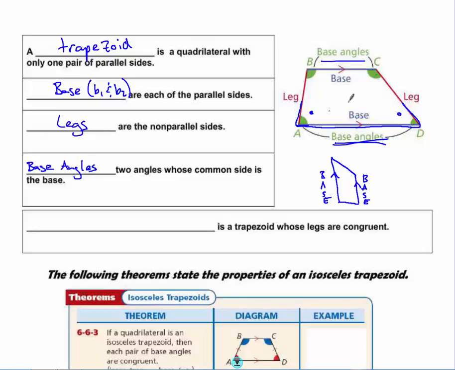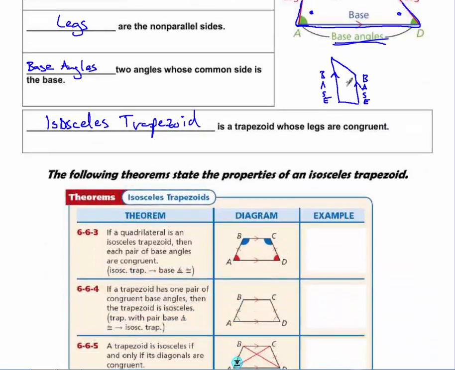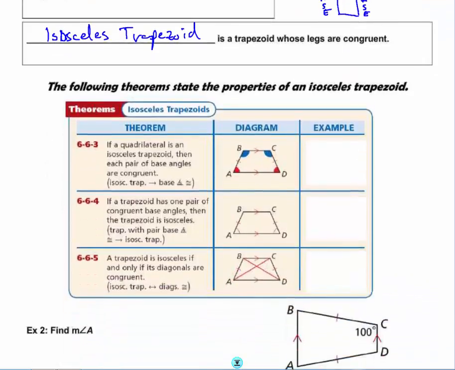But up here we also have two base angles because they share this base as a common side. And an isosceles trapezoid is a trapezoid whose legs are congruent. So this one that I drew here, clearly the two legs aren't congruent, but if you look down in these pictures, they are congruent. So if a quadrilateral is an isosceles trapezoid, then each pair of base angles are congruent.